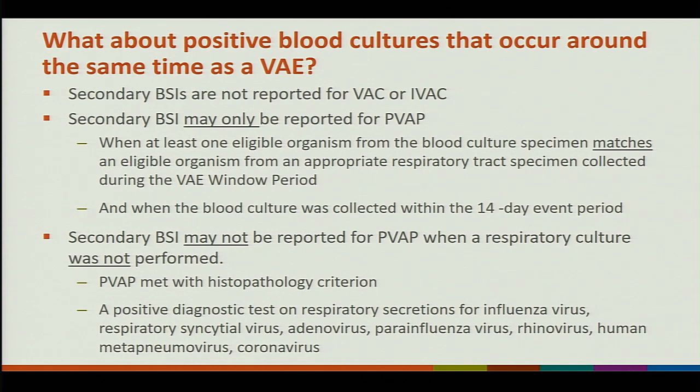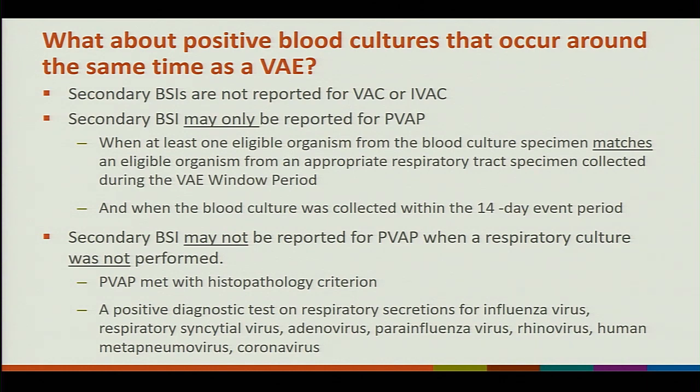Okay, so let's talk about blood cultures. What happens when we have blood cultures that occur around the same time as a VAE? A secondary BSI may only be reported for PVAP and only when the following requirements are met. You have to have one organism from the blood culture specimen that matches an organism from an appropriate respiratory tract specimen collected during the VAE window period. Also, the blood culture was collected within the 14-day event period.